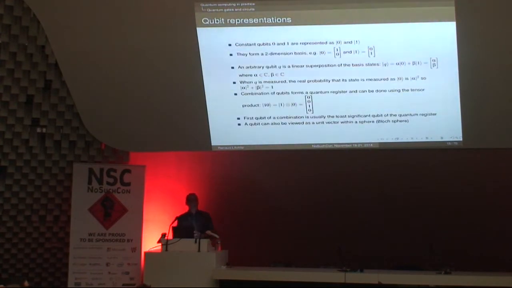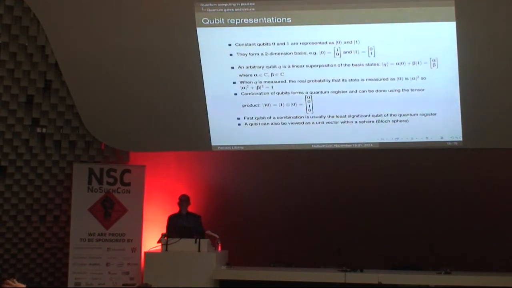Like logic gates, you already know, like an AND gate, an OR gate, a XOR gate, a NAND gate in electronics. So first, let's define what a qubit is. A qubit is a quantum bit, like a bit in the quantum world. There are fixed qubits, like 0 and 1. They are called ket 0 and ket 1, and this is the notation. They form a two-dimensional basis. That is to say, we can define them as vectors in 2D.